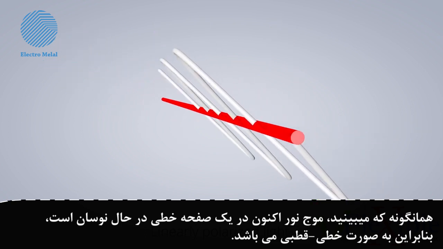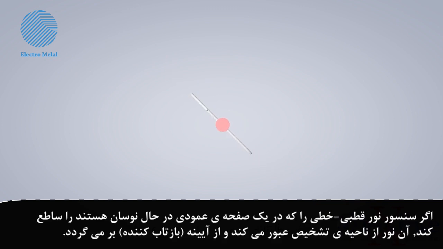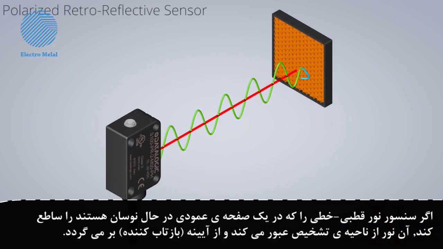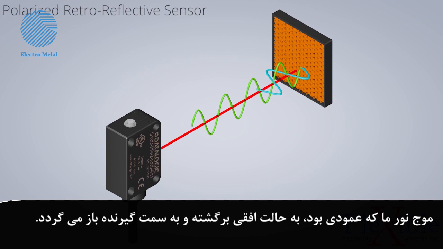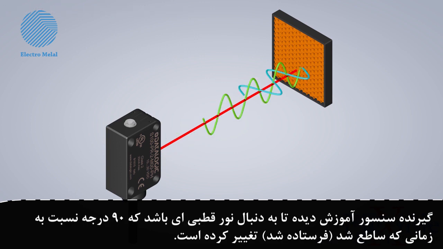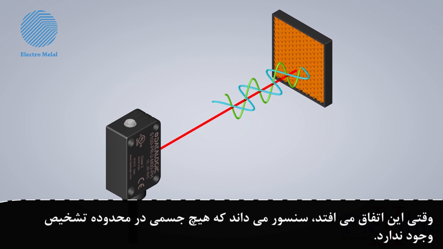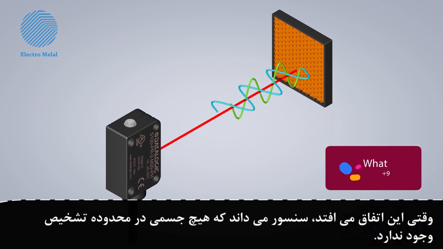is linearly polarized. If our sensor emits linearly polarized light, which is oscillating on a vertical plane, that light will travel across the detection zone and bounce off of our retroreflector. When this happens, the polarization of the light will rotate 90 degrees. Our light wave, which was vertical, has flipped horizontal and makes its way back to the receiver. The receiver is trained to look for polarized light, which is 90 degrees rotated from when it was emitted. When this happens, the sensor knows that no objects are present within its sensing area.